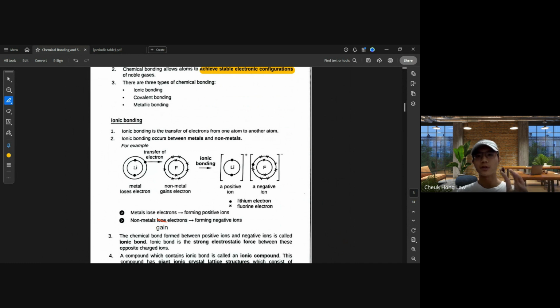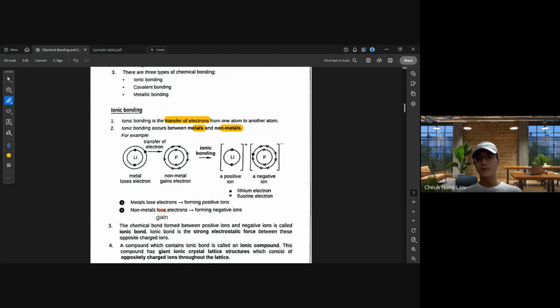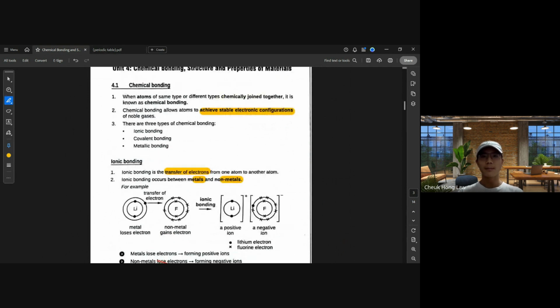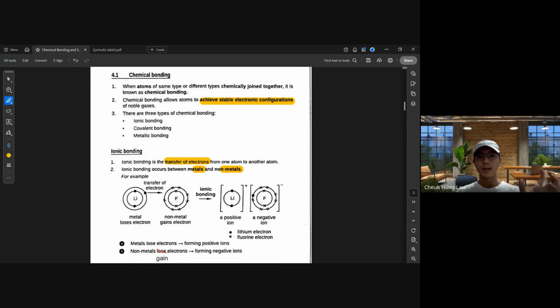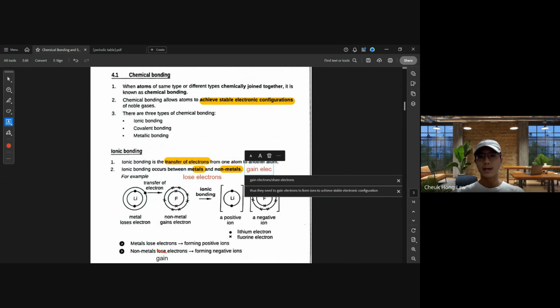Ionic bonding is the transfer of electrons from metals to non-metals. Transfer of electrons means that one atom will lose electrons, the other one will gain electrons. In this case, the one that loses electrons is metals. Remember I mentioned that metals have a higher tendency to lose electrons. So they are the ones losing electrons when ionic bonding occurs. Then non-metals will be the ones that gain electrons. So let me write down: metals lose electrons, and non-metals gain electrons.